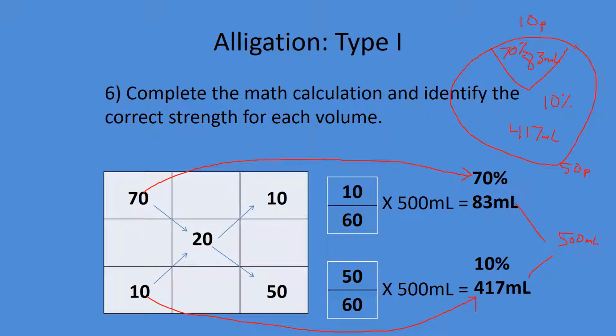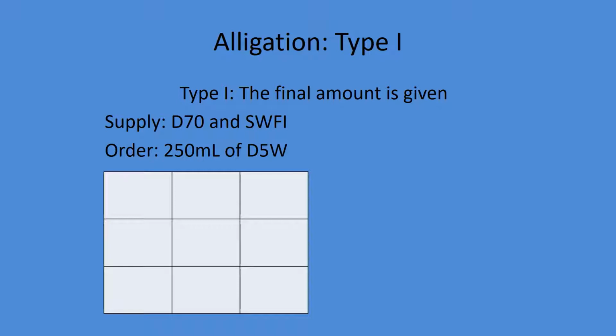Many steps. Let's do a few more examples, and you just have to follow the steps through. All right, first step. Place the order concentration in the middle. So for us, the order concentration is 5%, D5W. Next, we have two supply concentrations. We got D70, and sterile water, of course, is 0. So we'll put those on the left-hand side, 70 and 0.